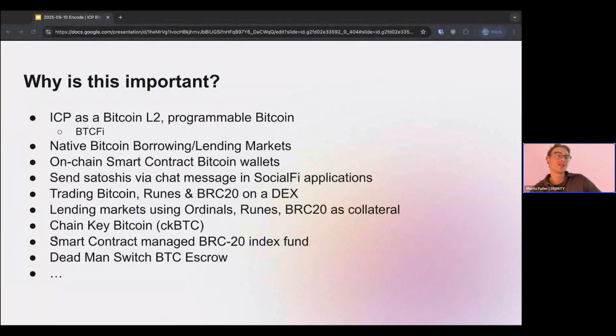You can build a neat thing that is called ckBTC, which already exists, which we are going to talk about a bit later. Smart contract managed BRC20 index funds, a deadman switch contract that escrows your Bitcoin, and many, many, many other things. The sky is the limit. It's basically up to your imagination what to do with this.